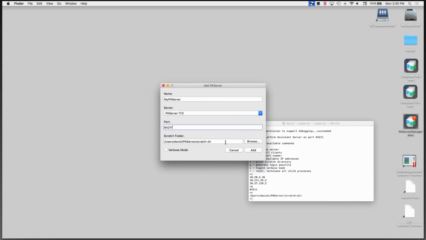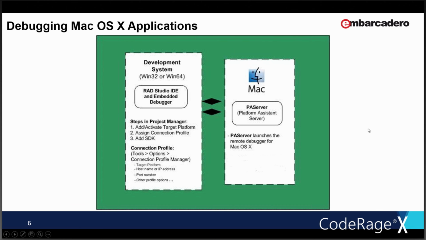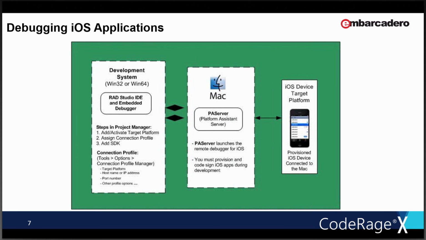That's correct. Okay. So these are just some bitmaps. These are from the doc wiki. So it reminds you, okay, I'm on my development environment. If I want to do Mac OS, I've got to put a platform assistant server on OS 10, which you saw over in the demo. For iOS, I need not only a Macintosh, but then I have my device or devices that are there. And so, again, the IDE that way can talk through the Mac to get to the device.